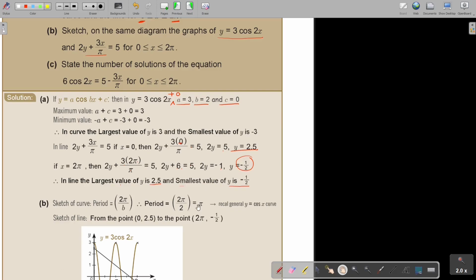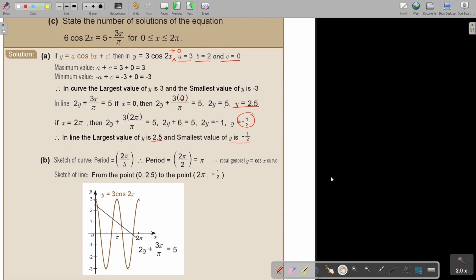Okay, so recall the general cos curve. As I showed you in the general cos curve, there is 2 pi. So it will make a complete one until pi and another complete one until 2 pi. And then I just plot the 2 points, 0 and 2.5, and 2 pi and -1/2, and I just draw the line. And that's how I do it. Not really that difficult. So make use of that table just to memorize how to find the maximum, the minimum, and what everything in the equation is standing for.